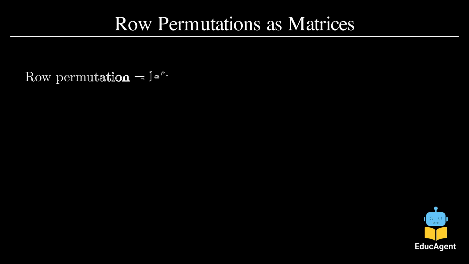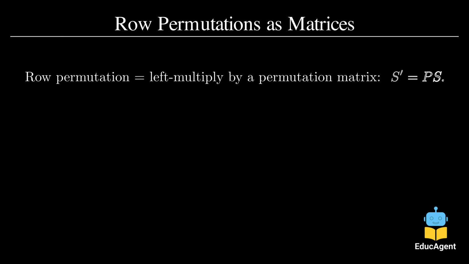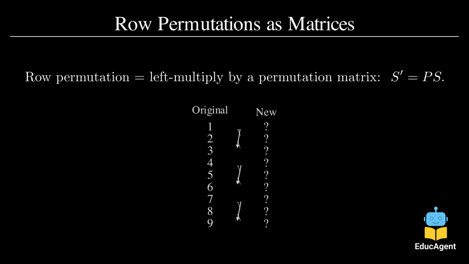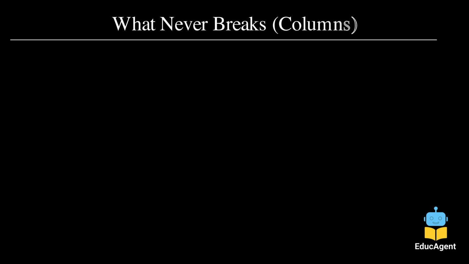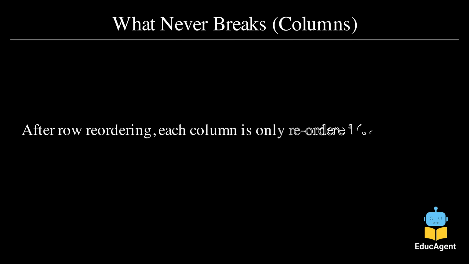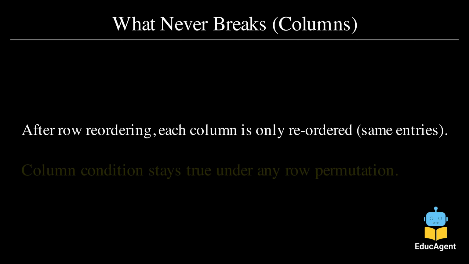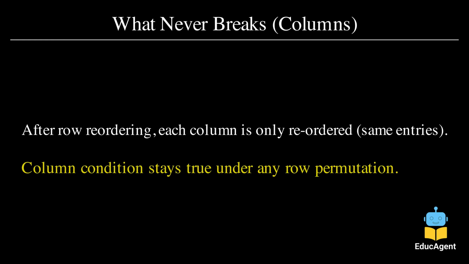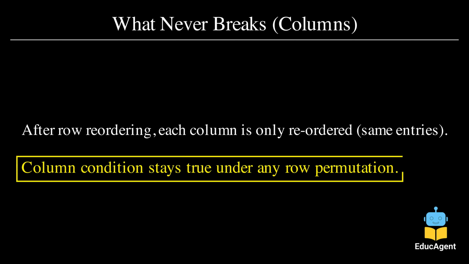Reordering rows is the same as multiplying on the left by a permutation matrix P. This just changes the order of rows. Nothing inside a row changes. If we permute rows, each column's entries are the same 9 numbers, just in a different order. So the column rule, containing 1 to 9, automatically survives any row permutation.